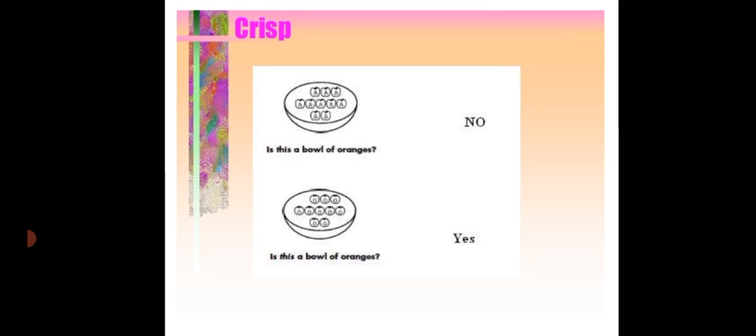Next, this is a bowl of oranges. The same. Crisp is yes or no. So fuzzy can be imprecise or not clear, not clear-cut. For example, I always explain this to my students: a driver is driving a car, right? He is driving in the front seat, and the man who guides the driver is asking him to take right.